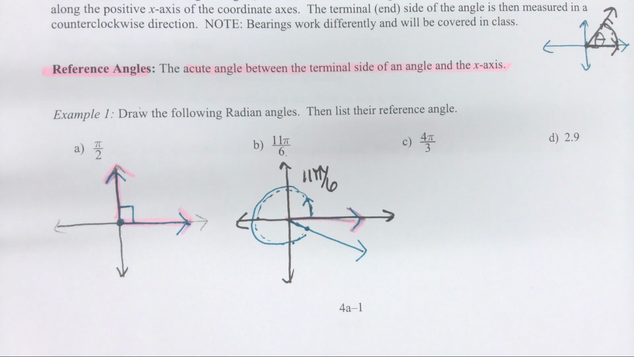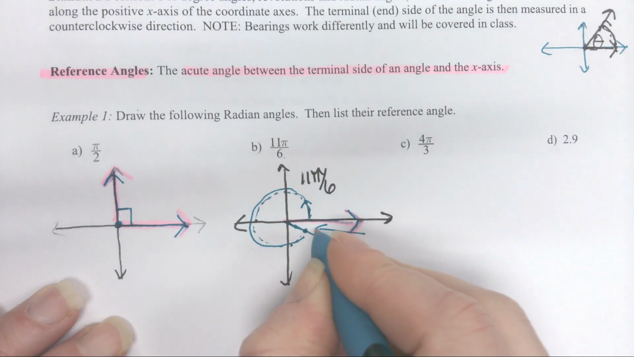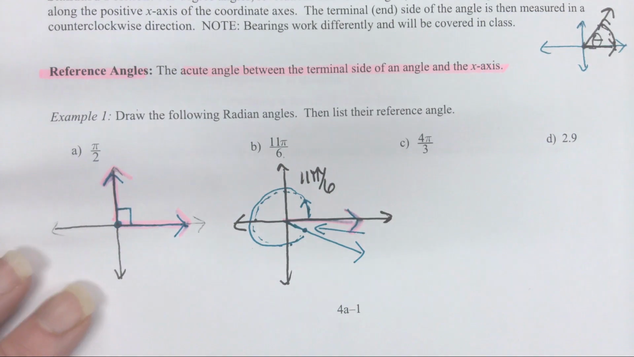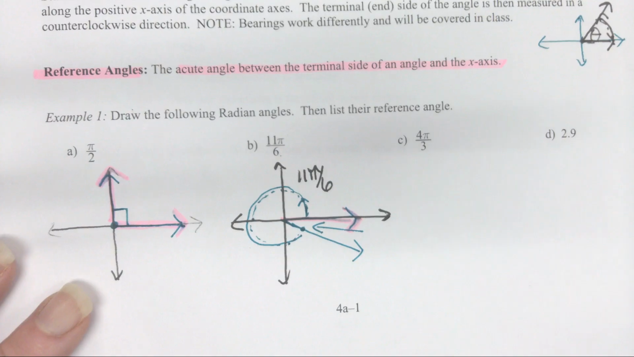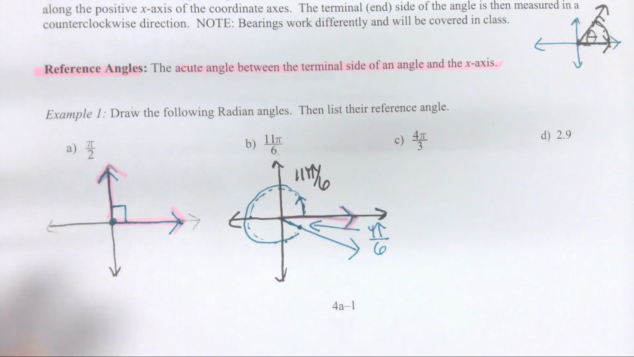The reference angle is, hey, what's the closest angle to the x-axis? What's this angle right here? And you told me it was what? Well, 1/6 of pi. Yeah, so we're going to do it in terms of pi. 1/6 pi would be the reference angle.